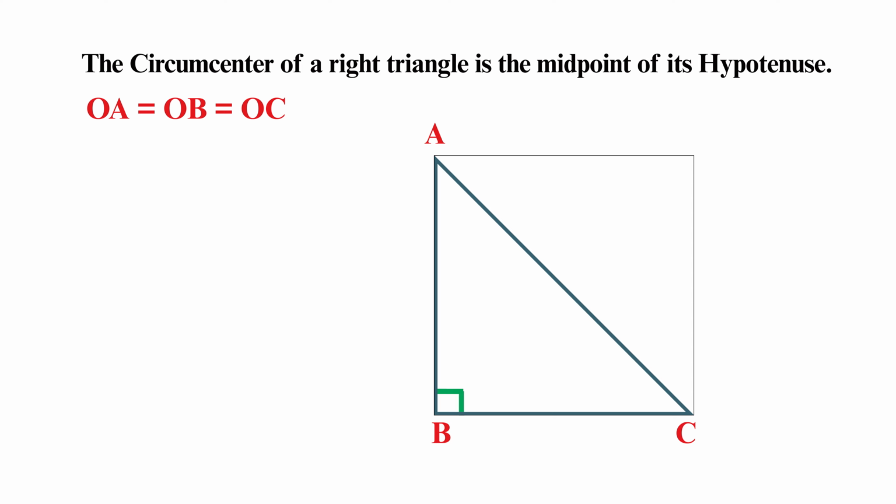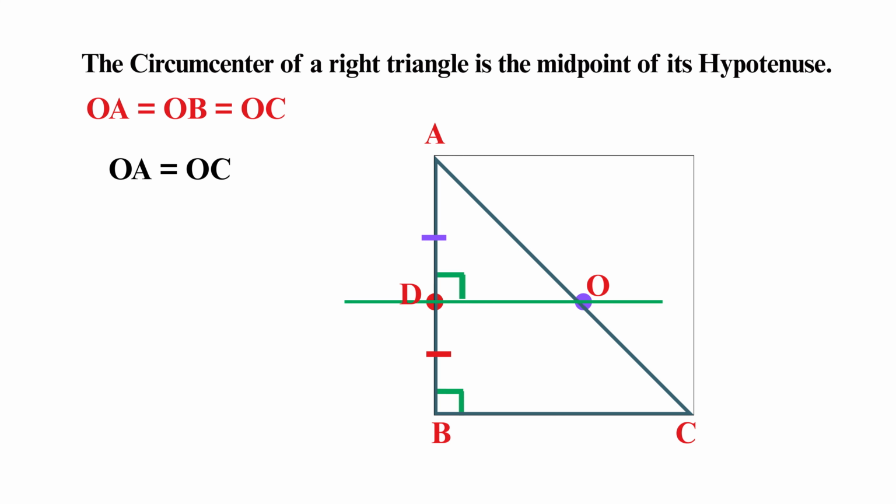Start with the right triangle and construct the perpendicular bisector of AC. It bisects AC, so the two parts are equal. Let's call that midpoint D. This perpendicular bisector crosses AB at a point we'll call O. Because DO is the perpendicular bisector of AC, every point on it is equidistant from A and C. That means O is equidistant from A and C.